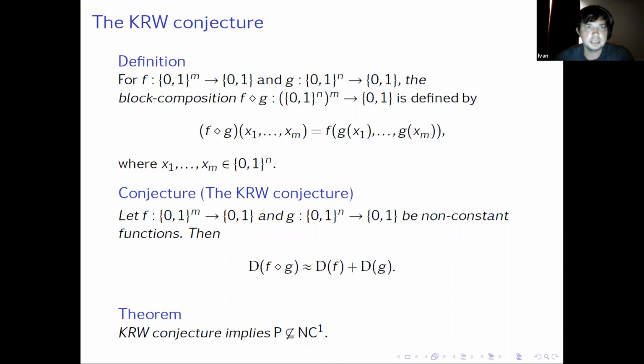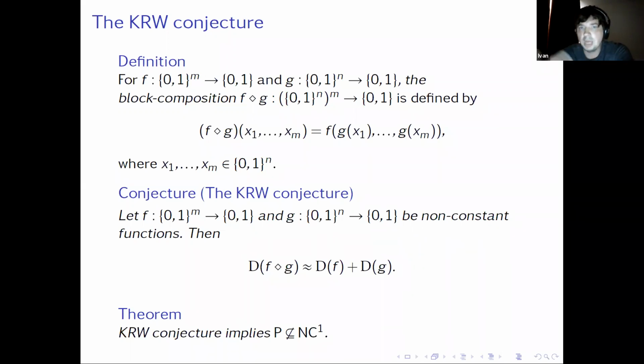All right. So what the Karchmer-Wigderson conjecture states is a rather fascinating fact. Well, not a fact, a conjecture. That if you take two functions and you compose them in this block manner, so let's have this n times m bit input, and we partition it into blocks of size n, and we apply a function g to every block, and then we apply function f to everything.